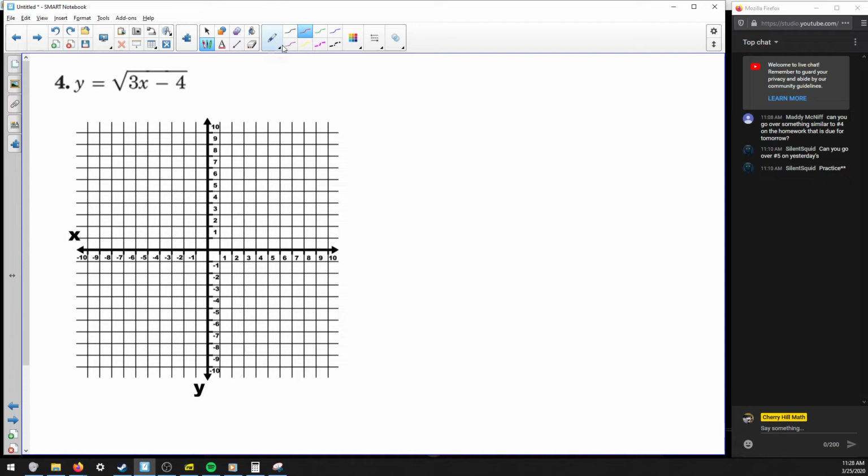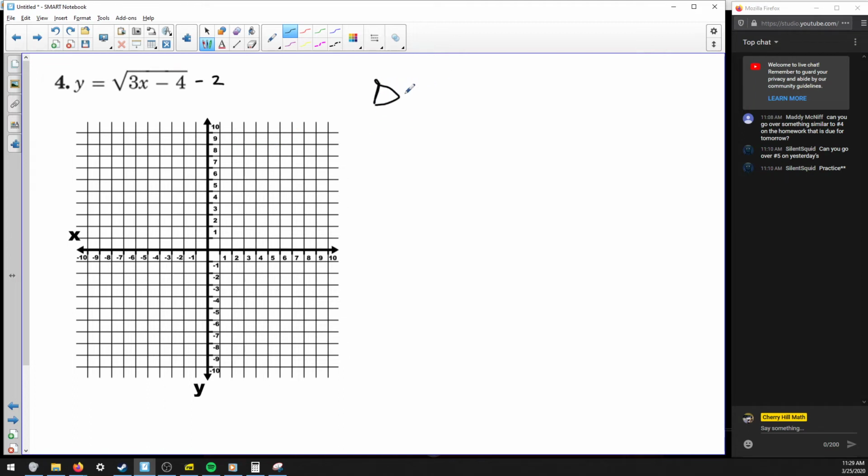Okay, so here's what I'm going to add on to this problem. I'm going to put a minus 2 on the end so that you can see how to handle that. All right, so domain and range.